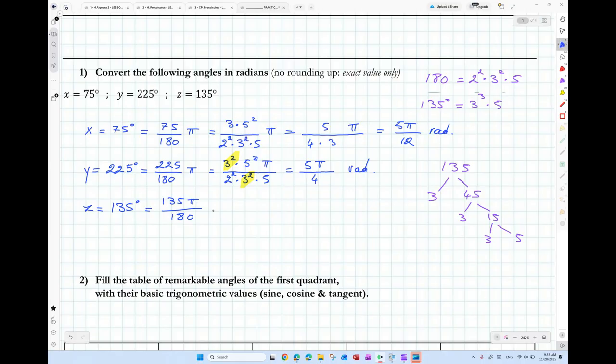So if I simplify this fraction now, 3 cubed times 5 pi divided by 2 squared times 3 squared times 5. I just have to simplify. So 3 cubed divided by 3 squared is just 3. The 5s cancel out. And so I will have 3 over 4 pi radians.